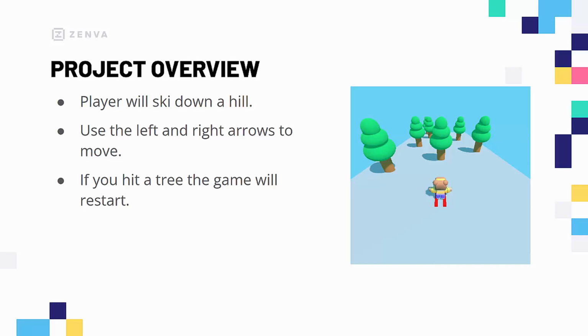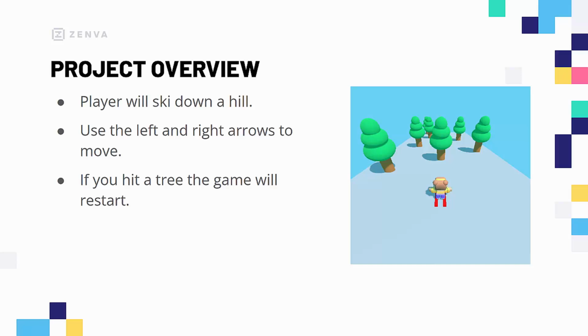So in this mini project we are going to jump back to 3D and create a little skiing game where the player is basically being pulled down by gravity down this hill, and they are going to be using the left and right arrow keys in order to move, well, left and right to avoid the trees that we are going to place in the way. Now if the player hits a tree, then that is going to restart the level.